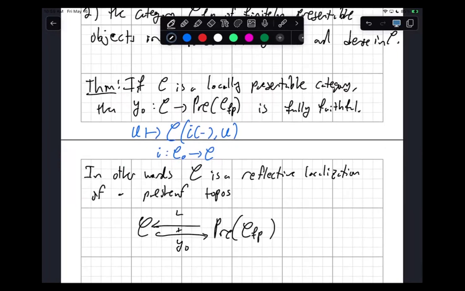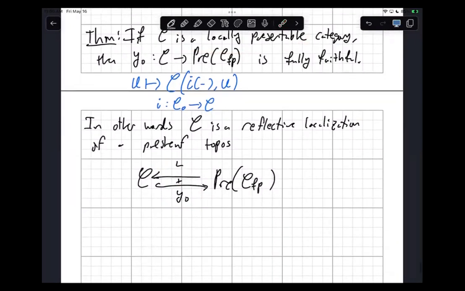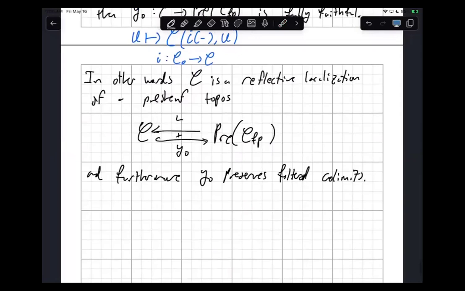Oh, I'm sorry, I forgot to say. The left adjoint always exists, but it's not always fully faithful unless, oops. Being locally presentable tells you that this functor is fully faithful. So that means that this is a reflective localization. This gives you a reflective functor. Okay. And furthermore, Y0 preserves filtered colimits. All right. I'm going to try and wrap this up in 15 more minutes. I'm going to do my best. Okay.